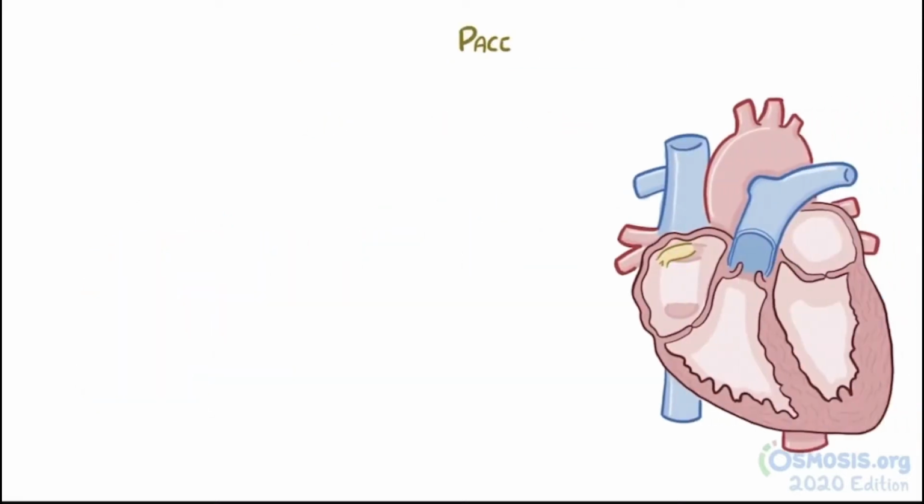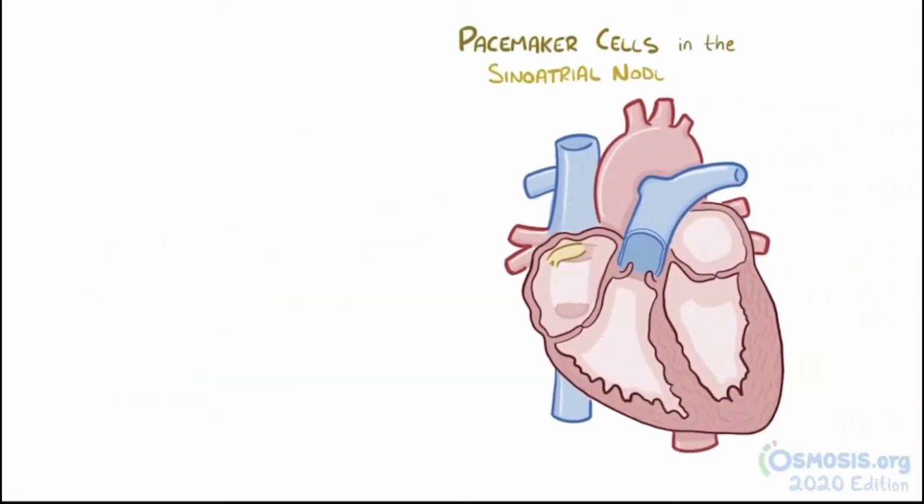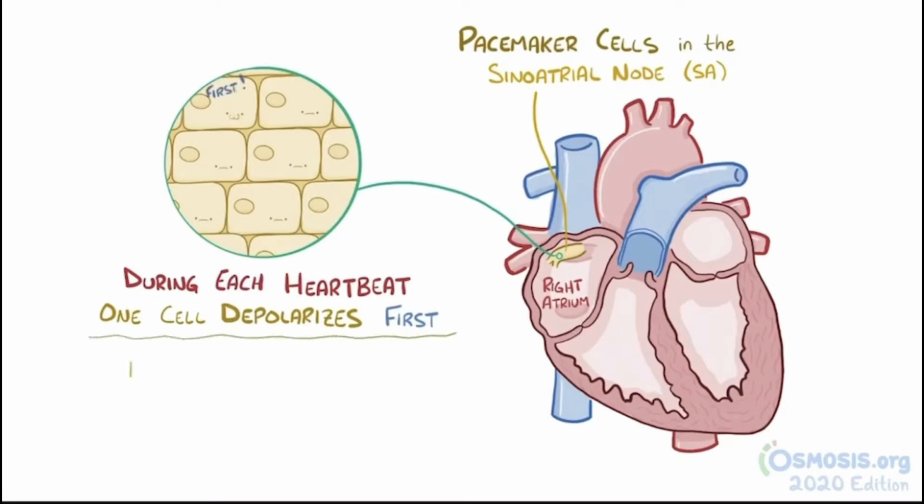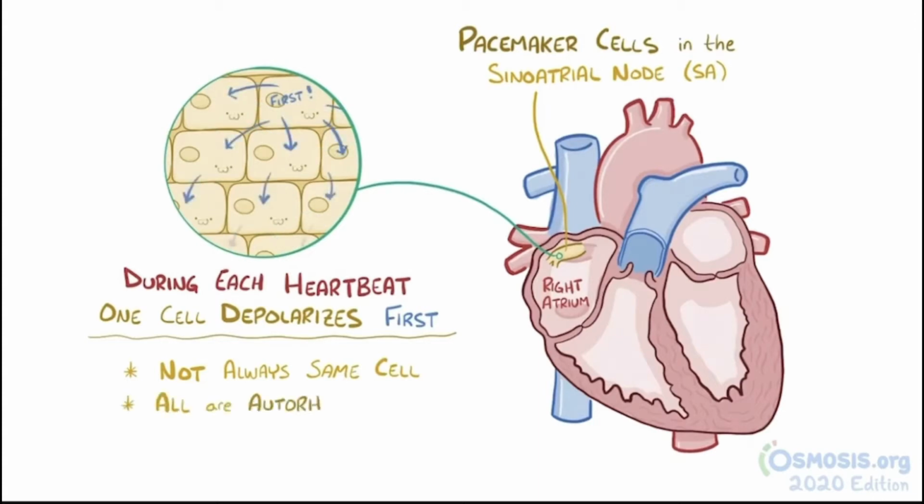So there are a group of pacemaker cells in the sinoatrial node, or SA node, which is a small sinus or cavity tucked up into the right atrium. During each heartbeat, one pacemaker cell out of the group will automatically depolarize first. In fact, each heartbeat might be led by a different cell in the group, but eventually at least one of them will fire because they're all autorhythmic, meaning that every pacemaker cell has the ability to self-generate a new action potential, given enough time.